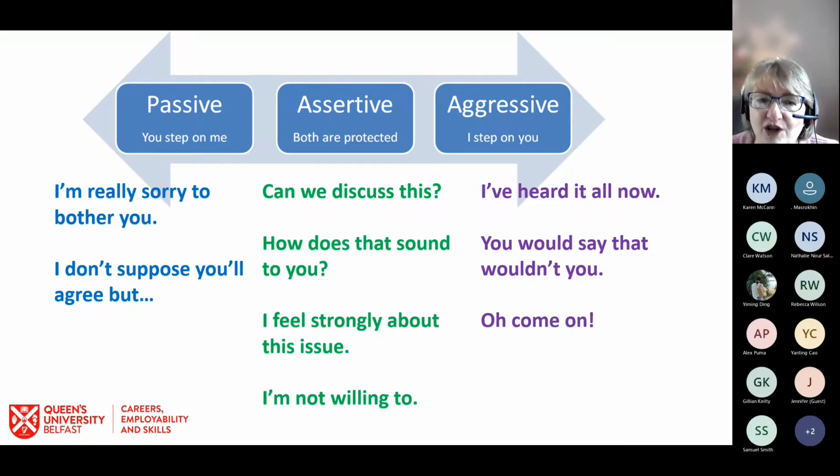So I've heard it all now. Kind of sounds like you're talking absolute rubbish here. Okay. You would say that, wouldn't you? Again, that's automatically going to put the person on a real defensive. And oh, come on, again sounds like what you're saying is quite ridiculous. Okay, so have a look at those. There are many, many more passive, assertive, and aggressive phrases that I could be using there, but I've only got a short time to go through some of them.